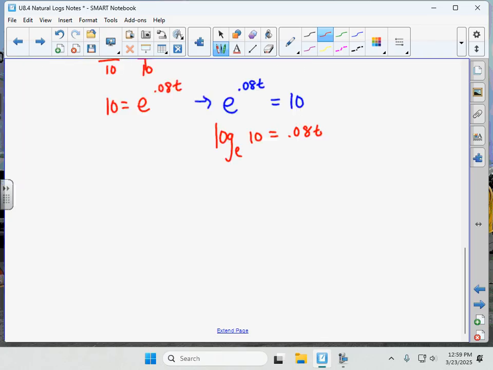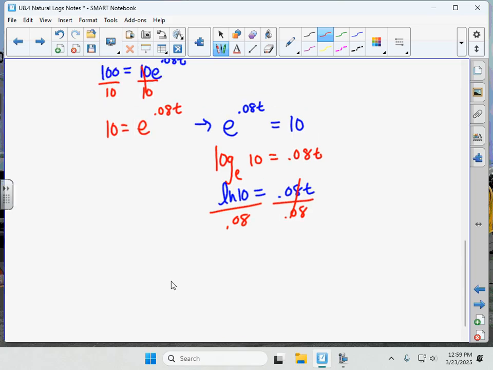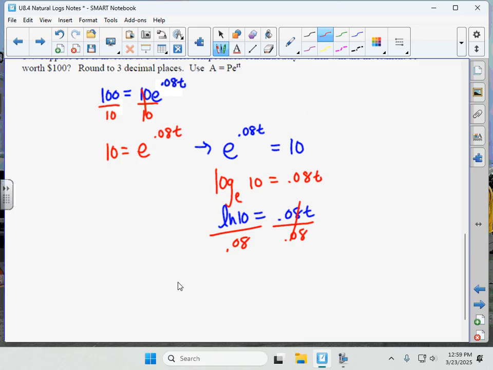All right, now log e is ln, ln 10 equals 0.08t, and then we're going to divide both sides by 0.08. All right, so ln 10 over 0.08. Okay, so that's obviously the exact answer. We're going to go ahead and put this in the calculator and let the calculator calculate it. Again, we'll go 3 decimal places. So ln 10, and then divide that answer by 0.08.